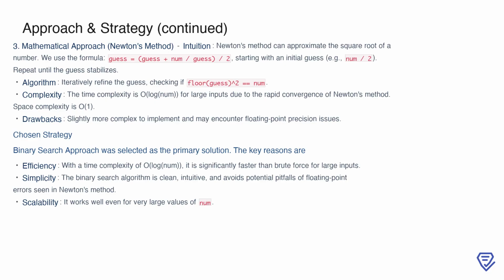However, it is slightly more complex to implement compared to binary search and may run into floating point precision issues. Ultimately, the binary search approach was selected as the primary strategy because it combines efficiency, simplicity, and reliability, avoiding the potential pitfalls of floating point errors seen in Newton's method.